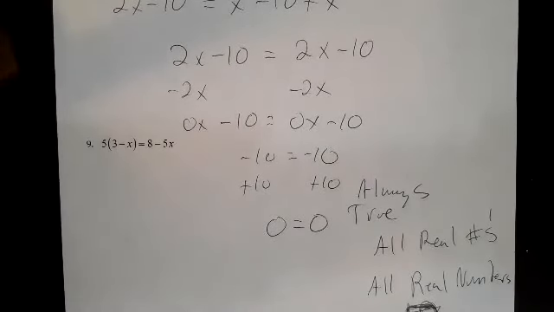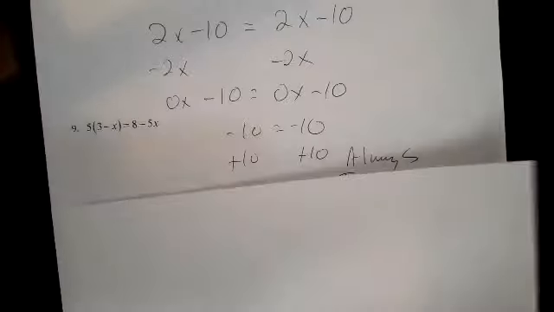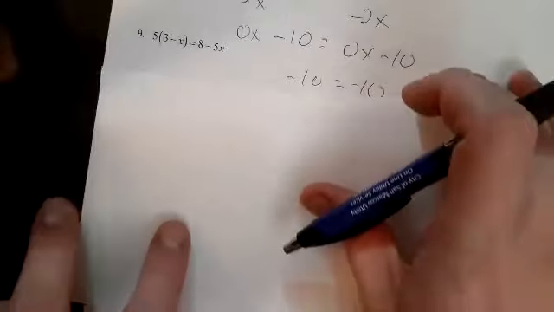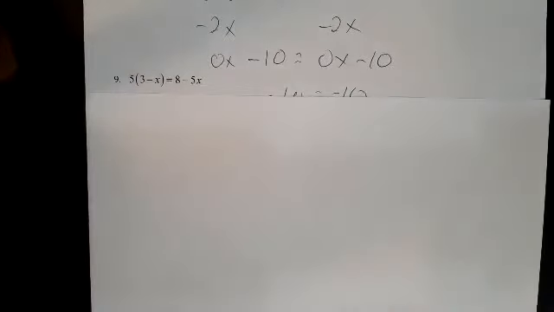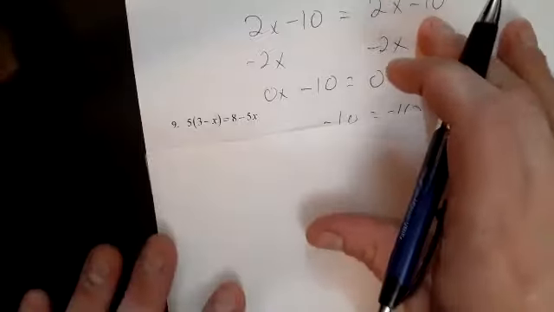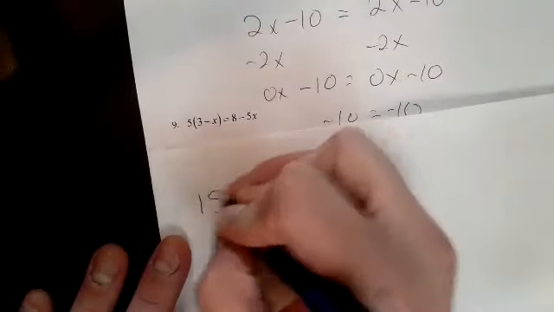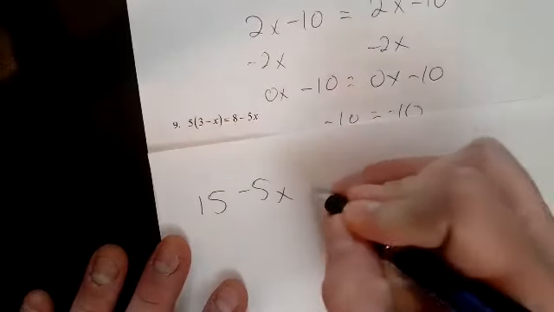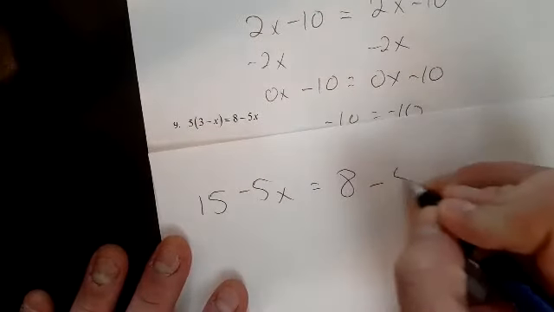Next thing looks like 5 times 3 minus x equals 8 minus 5x. I'm hoping that the first thing you see is parentheses. The first thing in your mind is like distribution, right? So we gotta do some distribution. So if you distribute the 5, it ends up with something like what? 15 minus 5x. 8 minus 5x.